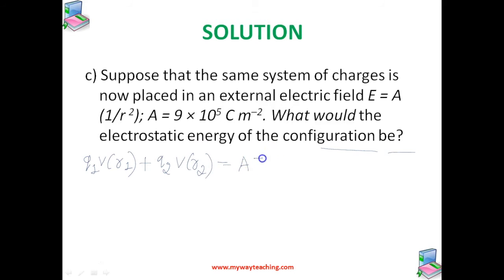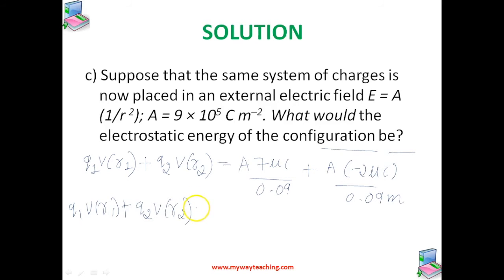isn't it? So that is A into 7 microcoulomb by 0.09 meters plus A into minus 2 microcoulomb by 0.09 meters, and the net electrostatic energy is given by Q1 V of R1 plus Q2 V of R2 plus Q1 Q2 by 4 pi epsilon naught R12.